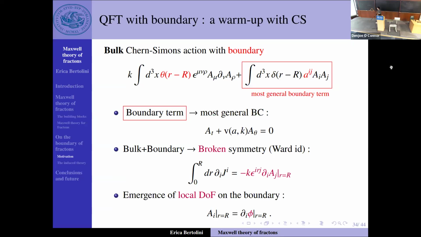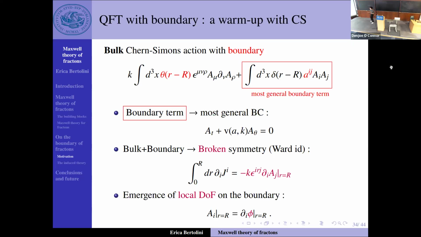We want to stick to the idea that we don't want to impose anything by hand. But we still have to consider boundary conditions and keep them as general as possible, so we consider this boundary term, which is the most general boundary term possible, with a generic matrix. This was first done by Szymanczyk in the previous paper, and from a variational principle this gives the most general boundary condition, not being Dirichlet-like.